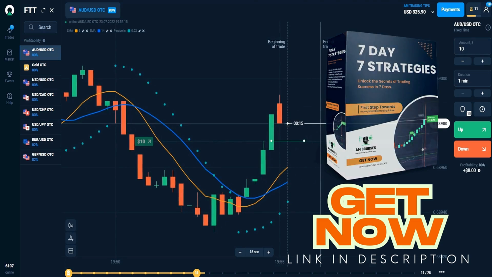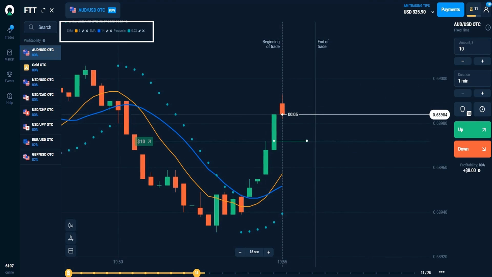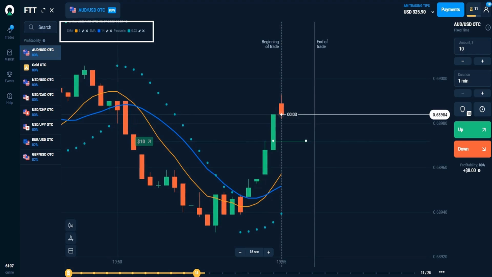For these strategies, I am using only 3 indicators to keep it super simple. 2 simple moving average indicators and 1 parabolic SAR indicator. Set the simple moving averages for 9 and 14 periods, and set the parabolic SAR indicator to the default settings.